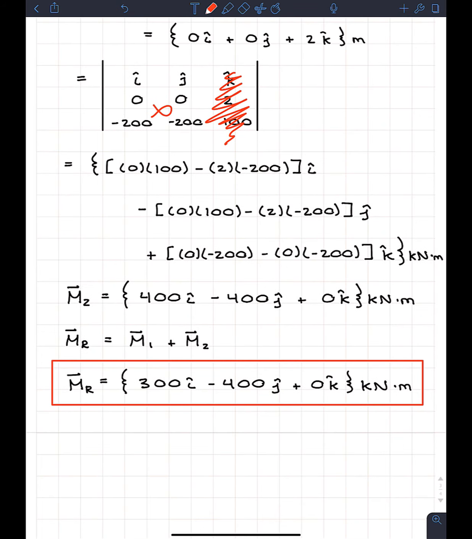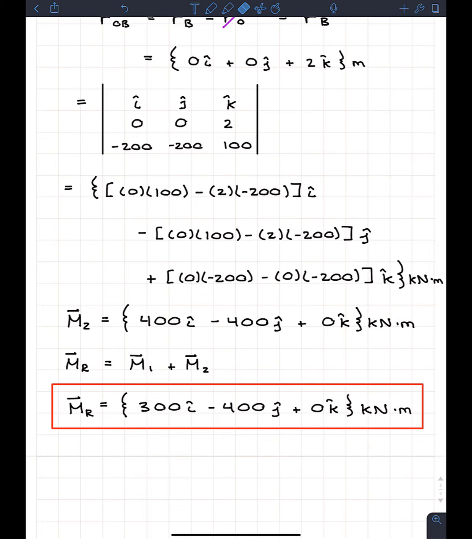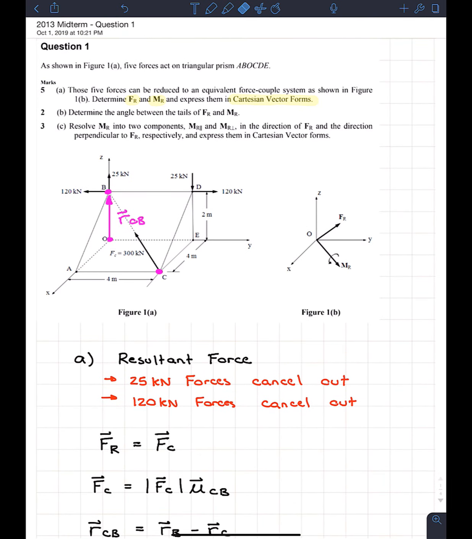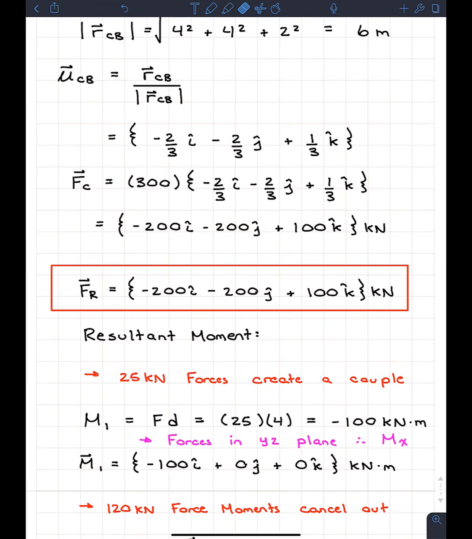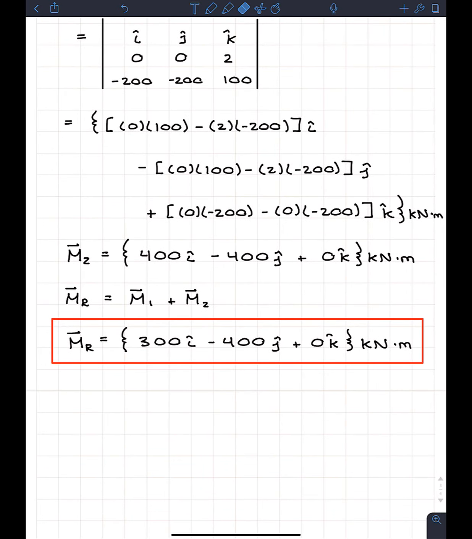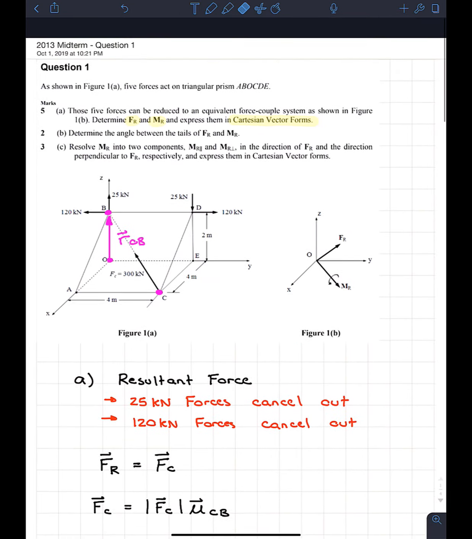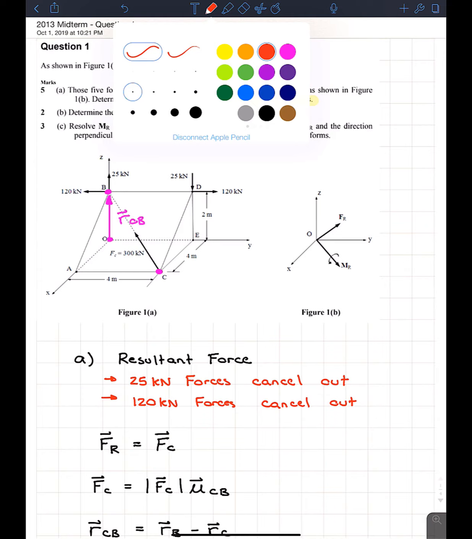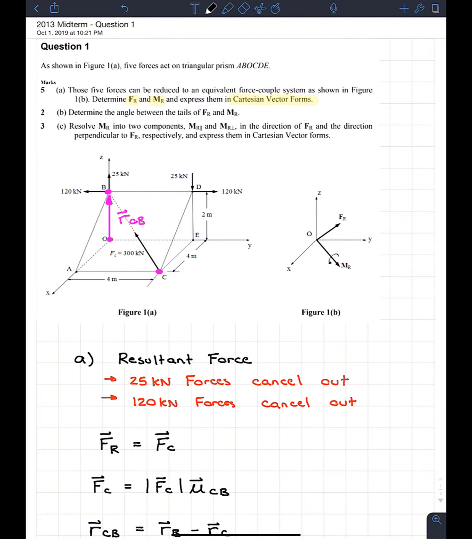And I'm just going to erase the work from the fish method up here because we don't need to see that. Alright, so looking at the question, what I wanted us to do is find FR and MR in Cartesian vector notation. We look here, we have FR in Cartesian vector notation, and we also have MR in Cartesian vector notation. So they're both good to go. We're going to leave them. Part A of this question is now complete. So now we're going to go to the second part, which is part B.